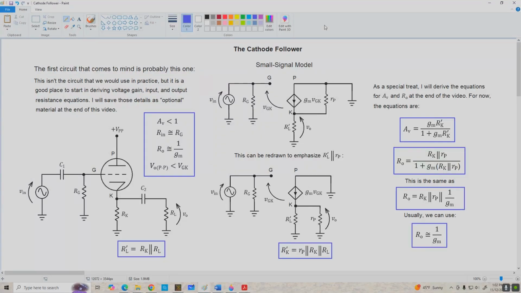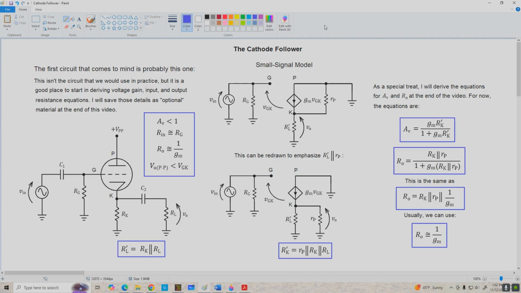Today we're going to be talking about the cathode follower, and as you can probably guess, it's very similar in function to an emitter follower or source follower using BJTs or FETs. Typically, cathode followers are used as buffers. That is, they are used to couple relatively low impedance loads to a high impedance source.